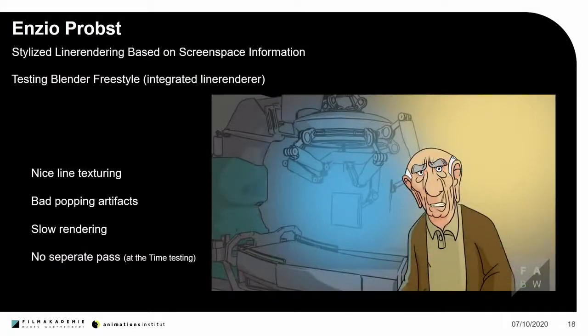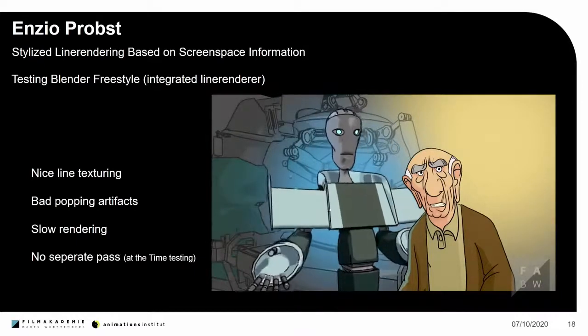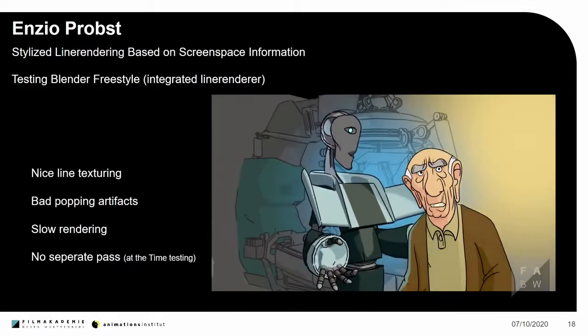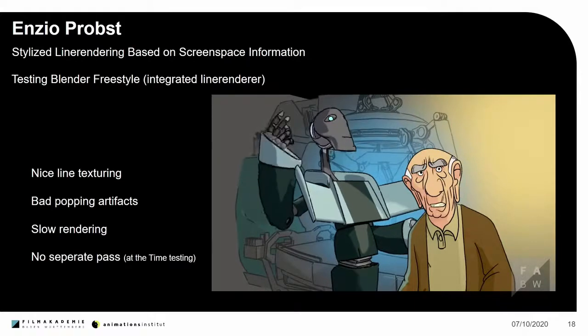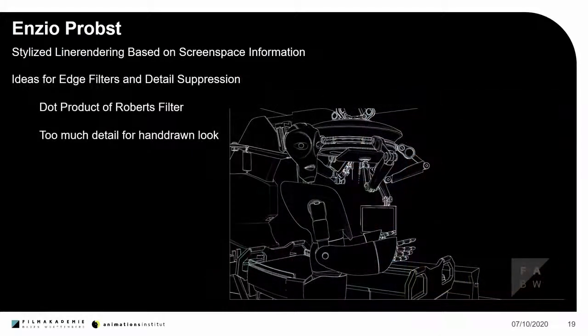So I also did a number of tests for line rendering, and to render the lines for our 3D environments I tried out the integrated line renderer Freestyle of Blender, which gave us quite nice looking lines and textures for the lines, but we ran into the problem of bad popping artifacts we couldn't get rid of, and it also renders quite slow, and at the time I tested it last, which is now fixed, it wasn't able to render into a separate pass, which was bad for compositing and needed more complicated setups.